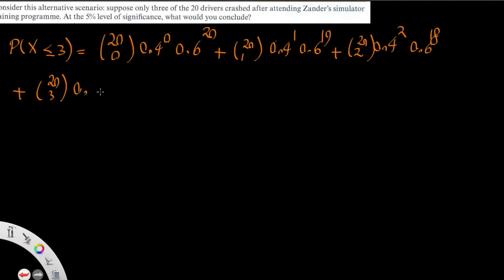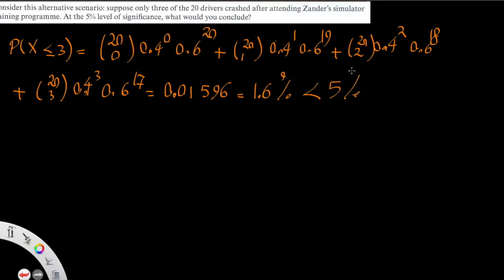and 20C3, 0.4 to the power of 3, 0.6 to the power of 17, which gives you an answer of 0.01596, which is equal to 1.6%, which is less than the 5% significance level given in the question. So it is actually in the rejection region.